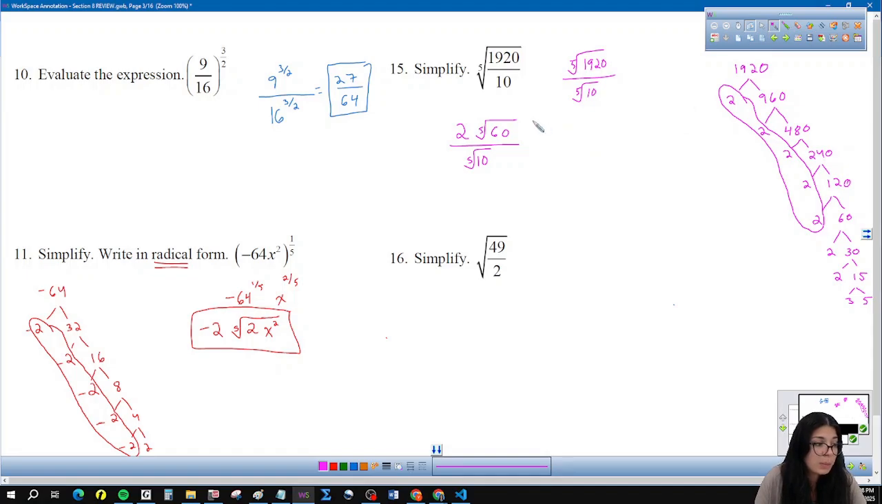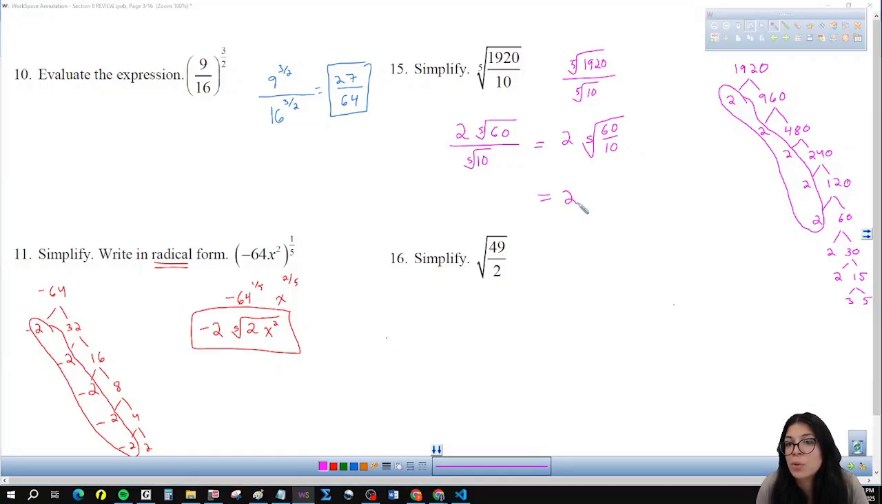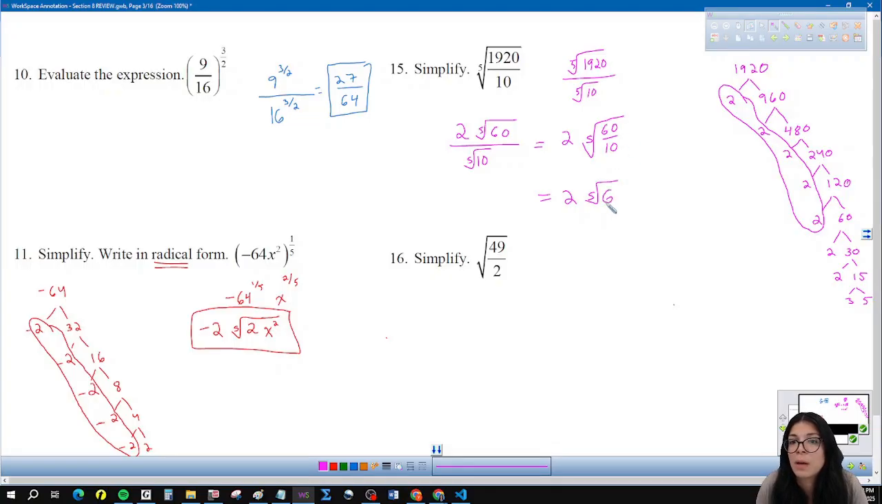Now, again, normally we would circle this answer, but let's take a look at what we have here. We have the fifth root of 60 over the fifth root of 10. And since both of those are fifth roots, I can put them together as a fraction. Just like I can separate the fifth root, I could also bring it back together. So this would be the fifth root of 60 divided by 10, which of course is 6. So we end up with 2 times the fifth root of 6.